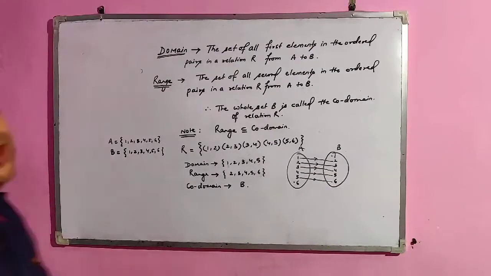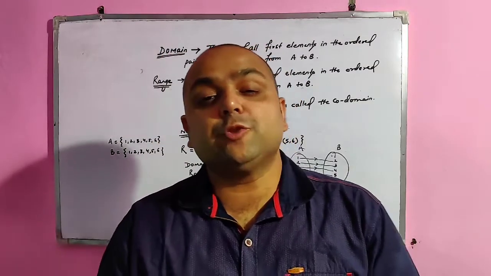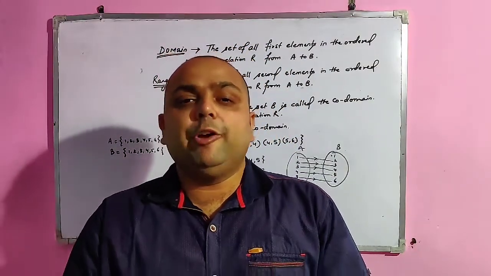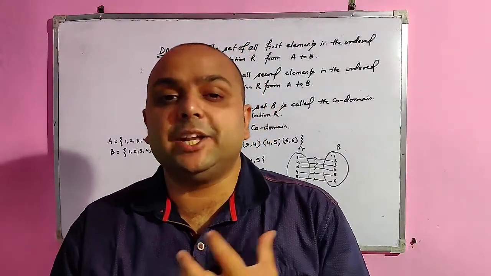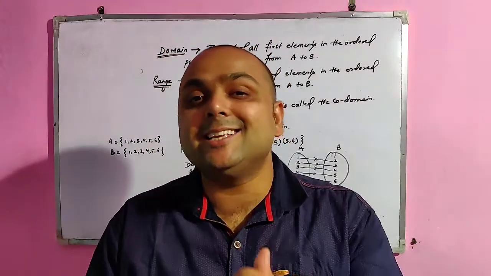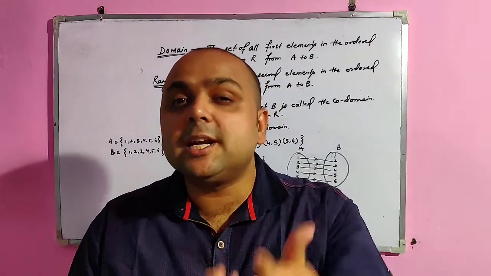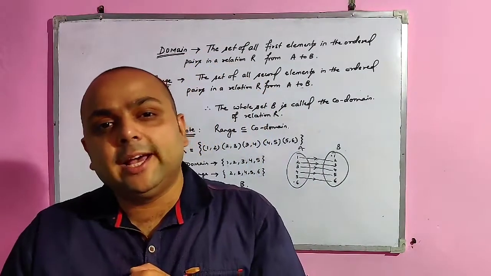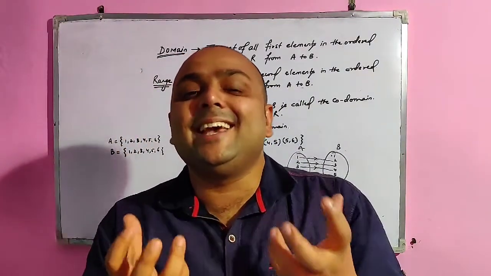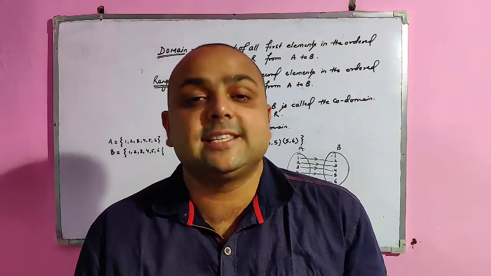We first go through the definitions of domain and range, which are parts of the relation. If we have two sets A and B, A cross B is the Cartesian product of the sets and R is the relation from A to B, which is a subset of the Cartesian product. Here we have taken one example in which two sets A and B are given as {1, 2, 3, 4, 5, 6}, containing 6 elements.